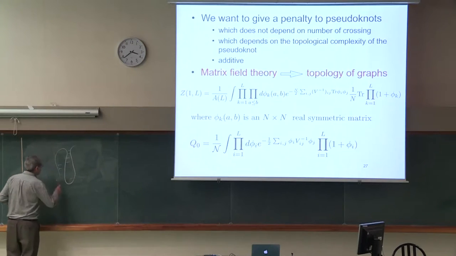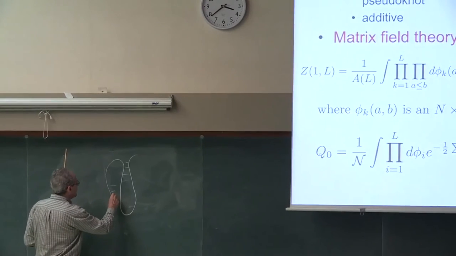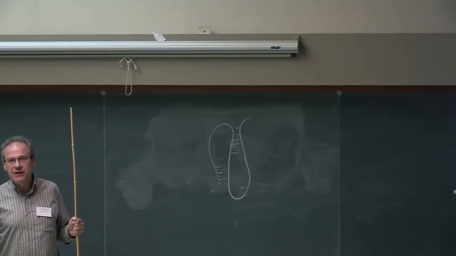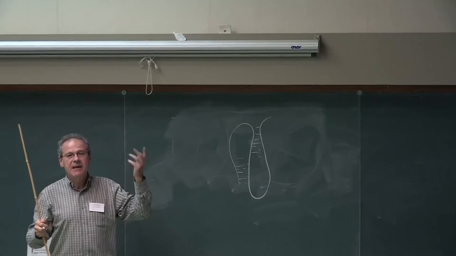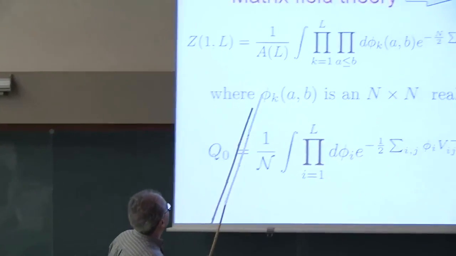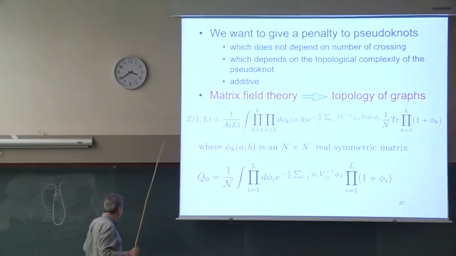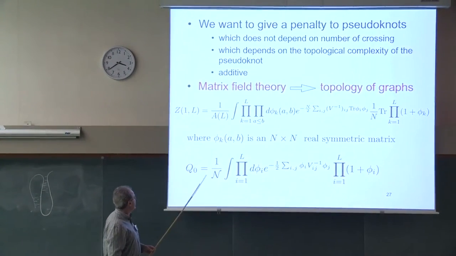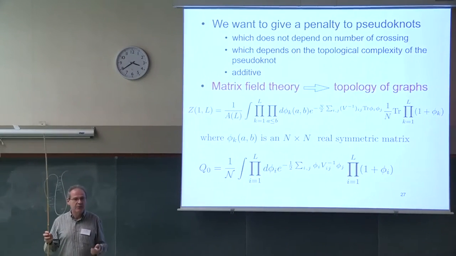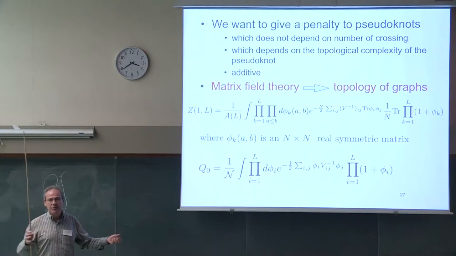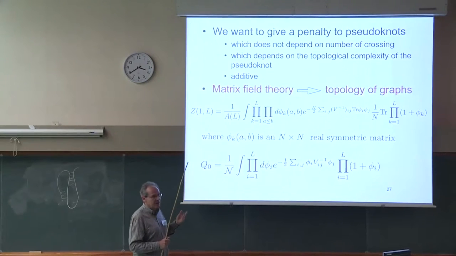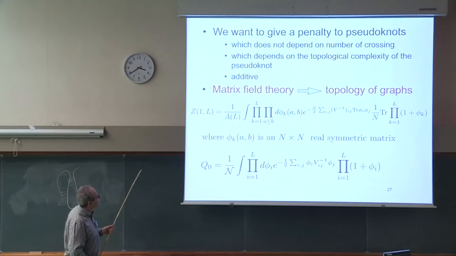What does it mean? It means that if, for instance, I have a pseudoknot like this, and I have some additional pairings here, it shouldn't change the constraint, because what costs is really to come back once, and the penalty shouldn't depend on how many additional parallel pairings you can put. It should depend on the complexity of the pseudoknot, because that's a characteristic of it. And it should be additive, in the sense that if on my backbone I have a pseudoknot here and a pseudoknot there, the penalty for the total should be the sum of the penalty for this pseudoknot and this pseudoknot. These, of course, are basic, simple-minded conditions to impose on pseudoknots.